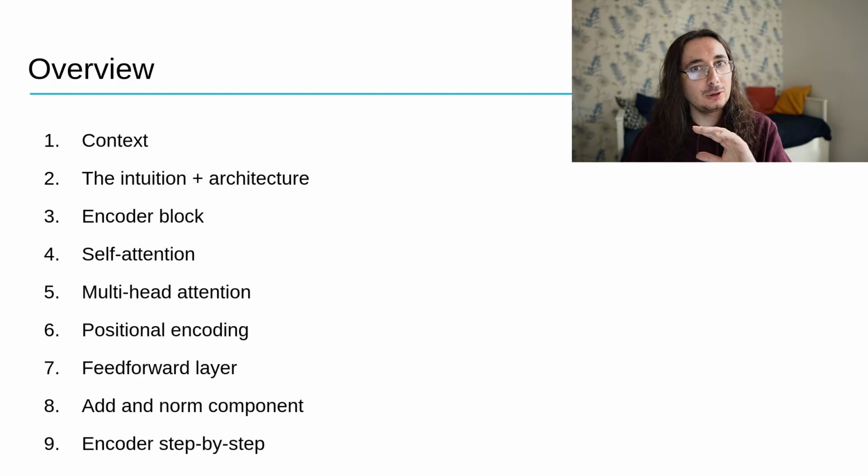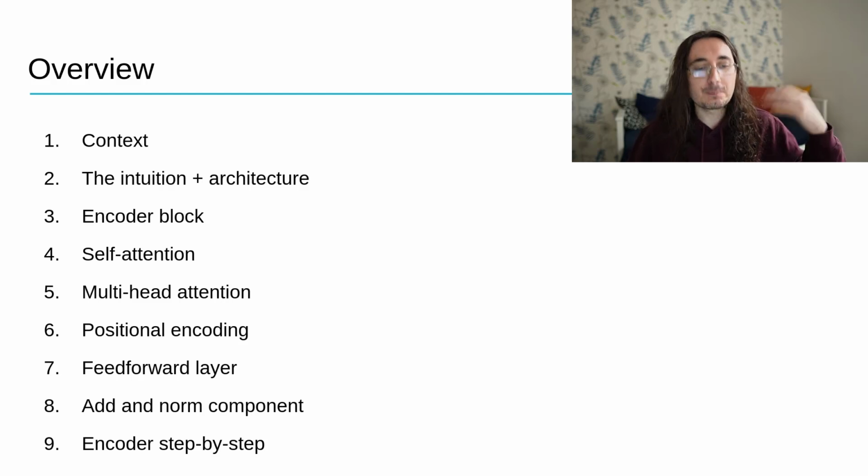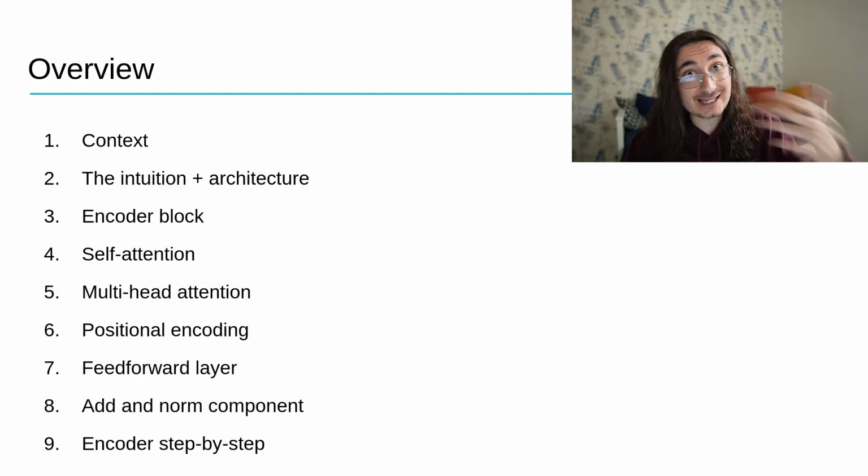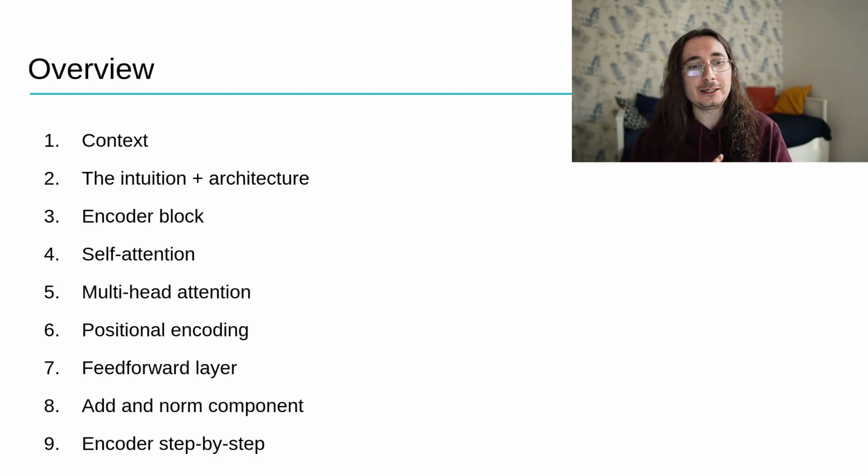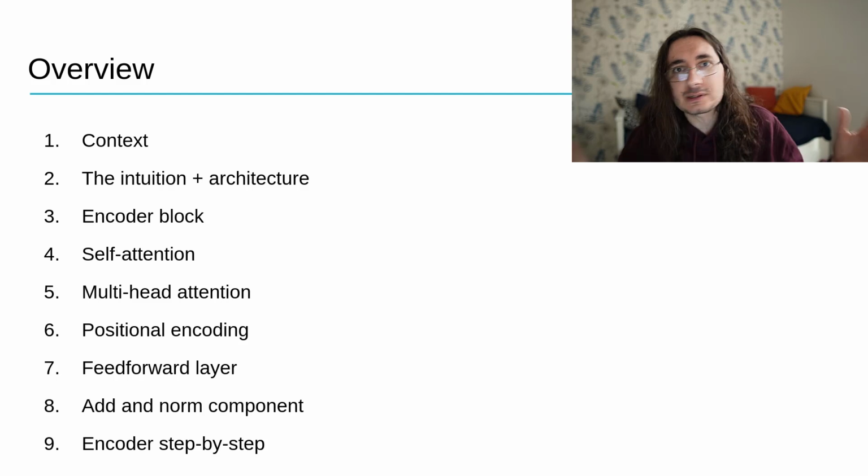We're going to be diving into a lot of different topics. We're going to look at the context behind transformers first. Then we're going to be looking at the intuition and the architecture of a transformer. Then we're going to be diving deep into the encoder part of the transformer. We're going to look at the encoder block, self-attention, multi-head attention, positional encoding, feedforward layer, add and norm layer, and finally we're going to revise how an encoder works step by step. I'm sure you may not be familiar with all of these terms, or perhaps with none of these terms, but that's not a problem because I'm going to break them down for you throughout the video.